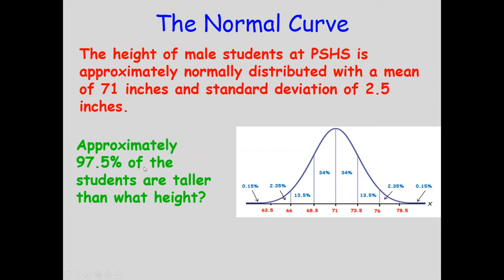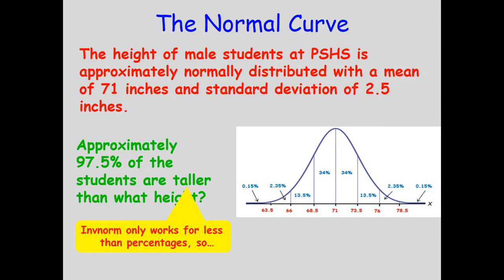Approximately 97.5% of the students are taller than what height? So this is where it gets a little bit tricky. So this is talking about a shorter person because approximately 97.5% of people are taller than that height. So there's going to be a person on this end. And remember, the calculator only works for less than percentages. You can only go to the left with your area. And what I mean by that, let me just show you.